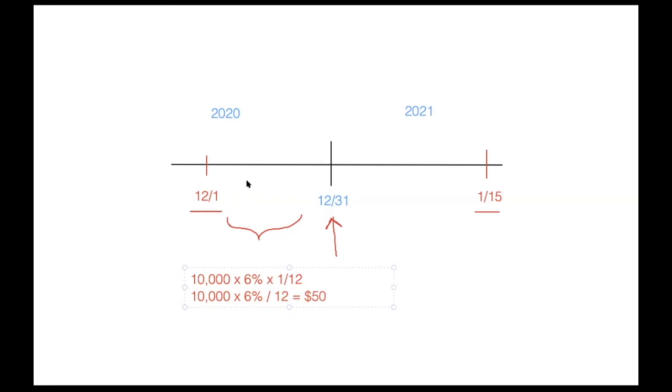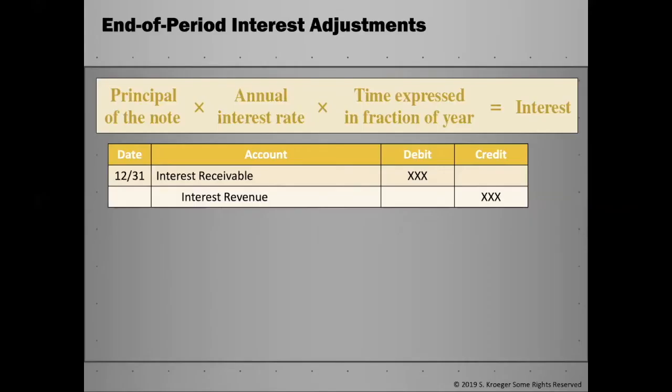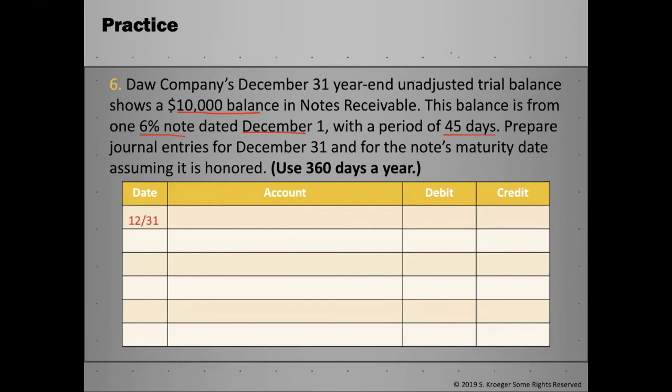This means during this time period of December 1st to December 31st, I earned $50 in interest. This is the first journal entry that we need to make, to show that right there. As a reminder, the entry is interest receivable and interest revenue. The date is 12/31. We'll put the entry in interest receivable, interest revenue, and the amount that was earned in this year, which was $50, which we just calculated.